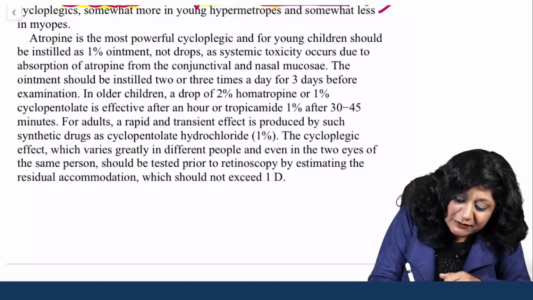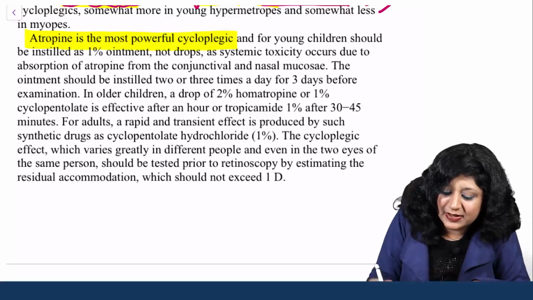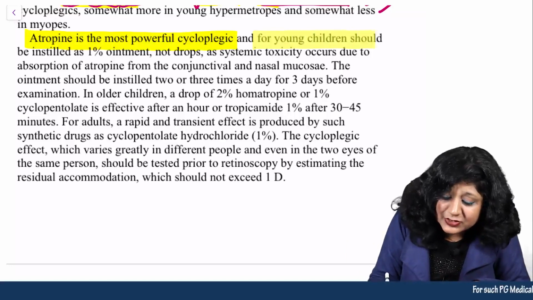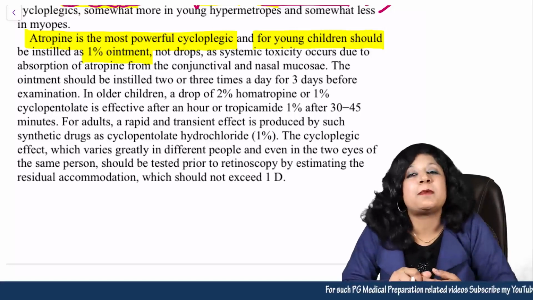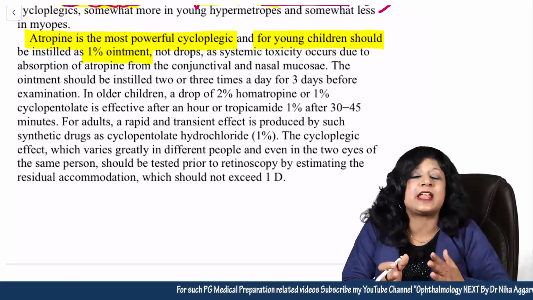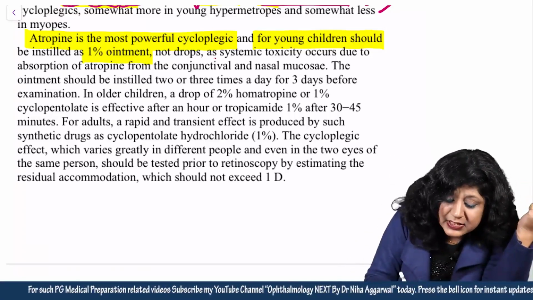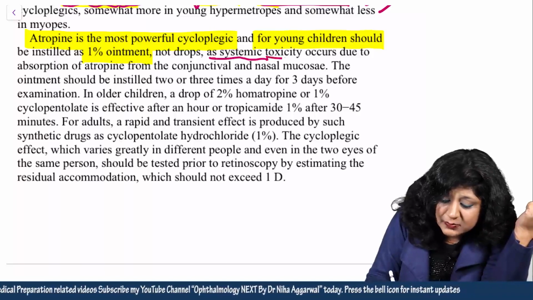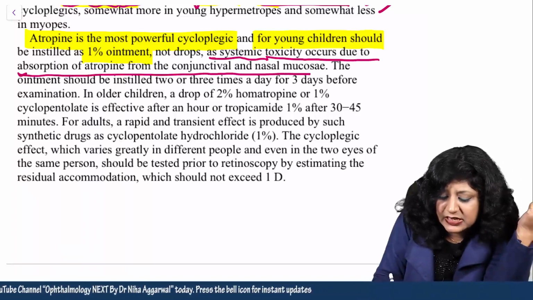Okay. So a very, very important thing that we always do in the classes: atropine is the most powerful cycloplegic for young children. We are using it as 1% ointment. Now, if you remember, many of you asked me in the classes why we are using the ointment and not the drops, like in adults, where we are using the drops. So see, they have given you beautifully that if you are giving it as a drop, systemic toxicity can occur due to the absorption of atropine from the conjunctival and the nasal mucosa.